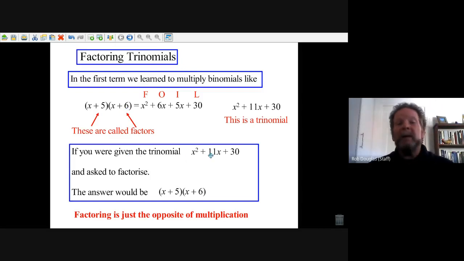But if you were given the trinomial first, x squared plus 11x plus 30, and then you are asked to factorize, then the answer would be x plus 5 times x plus 6. So if you take x squared plus 11x plus 30 and write down the 2 factors in brackets, that's called factorizing. So maybe you see that factoring is just the opposite of multiplying. It's just like going backwards.